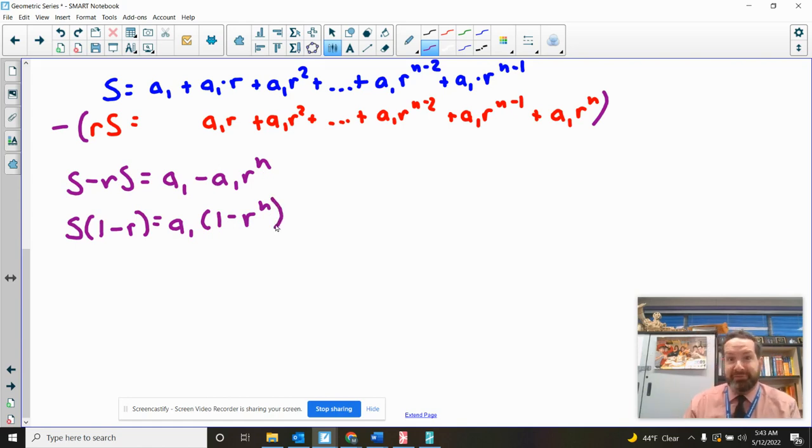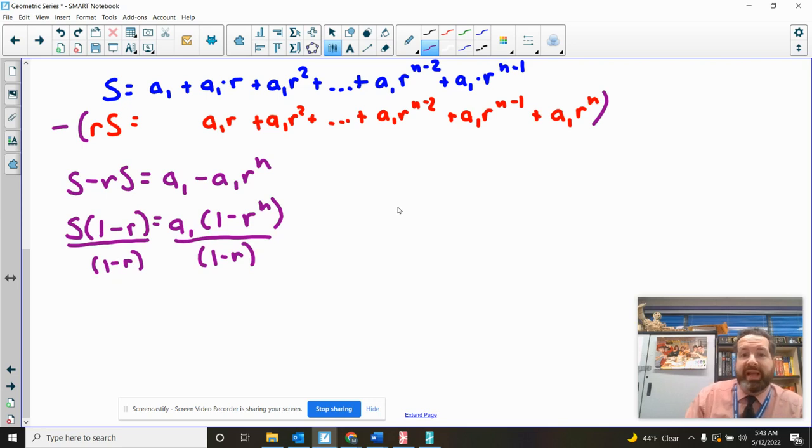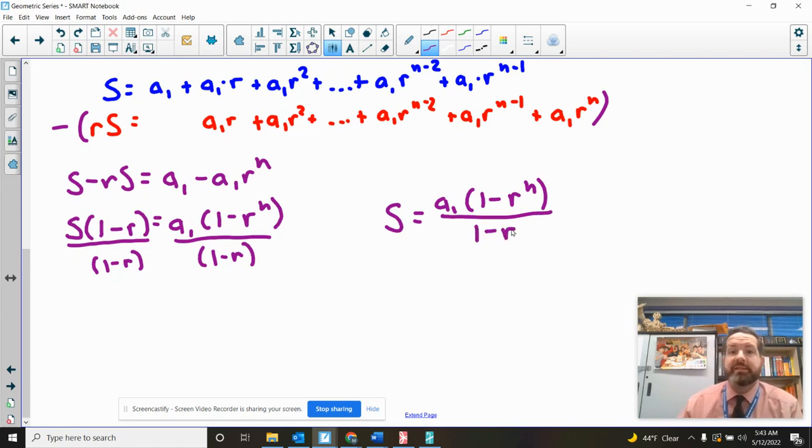Let's not forget what we're after. The whole point of this, the goal, was to find out what the sum is. So let's take this 1 minus r and divide it over to the other side. And here, my friends, you have a very powerful shortcut. The sum in a geometric series is just the first term times 1 minus the common ratio to the nth power, where n is the number of terms you're adding up, divided by 1 minus r.